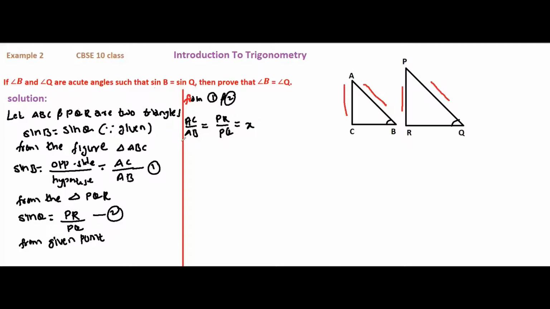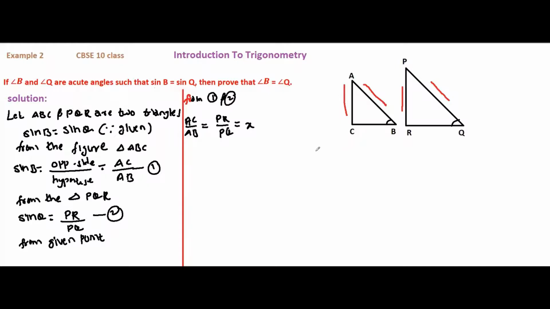Now we have the opposite side and the hypotenuse. From these figures we can find the other side. AC by AB is given. Now from the Pythagoras theorem we are going to find the BC value.